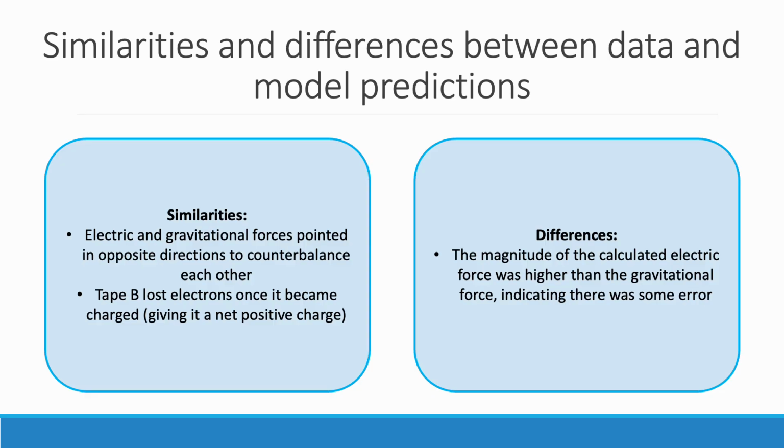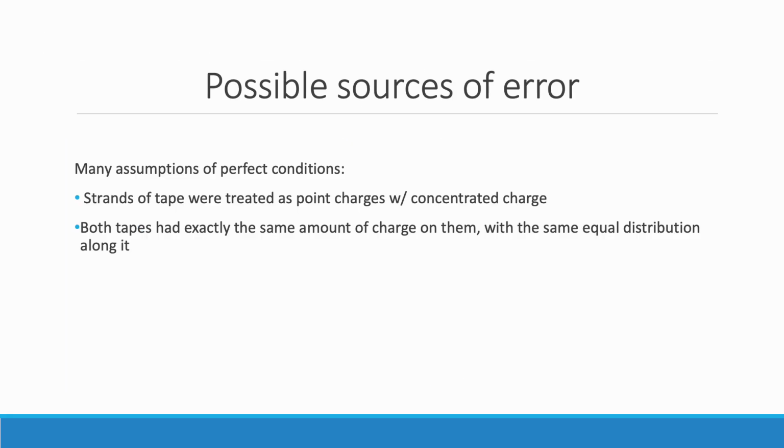So some similarities between the data and the model predictions is that the electric and gravitational forces both point in opposite directions to try to counterbalance each other, and also that tape B lost electrons once it became charged, giving it a net positive charge. But the main difference was that the magnitude of the calculated electric force was higher than the gravitational force, even though they're supposed to be the same magnitude, so there was some error.